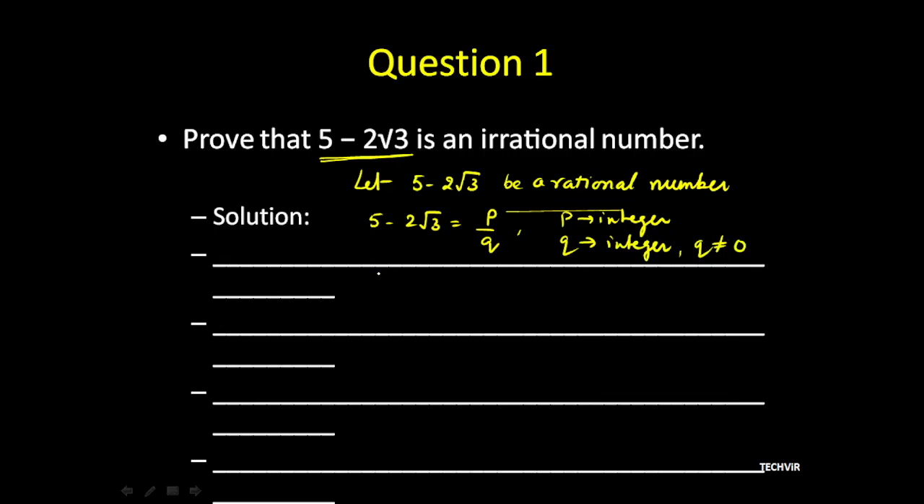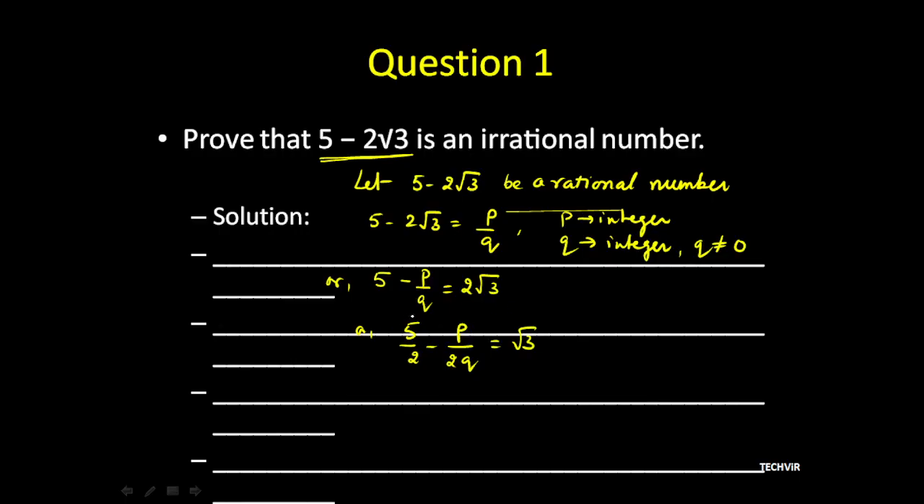So from the above expression we can write that 5 minus p upon q is equal to 2 root 3. What I did is I brought p upon q from the right to the left hand side, and sent the 2 to the other side. Now we can write that 5 upon 2 minus p upon 2q is equal to root 3. I have divided the whole equation by 2.